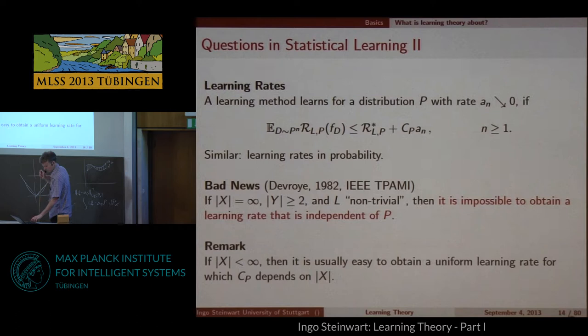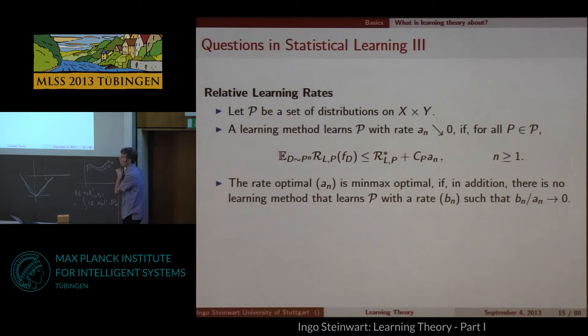Okay. So, if we can't get learning rates for all distributions, the next natural thing is to ask, maybe we can get it for certain sets of distributions. And intuitively, yes, we can. For example, if the set of distributions we consider consists of just one particular distribution, then of course we can get rates because we know the distribution. So the question is, can we find big sets of distributions for which we can get rates? And this is formalized in this definition here.